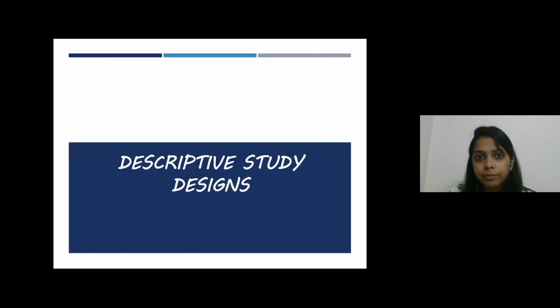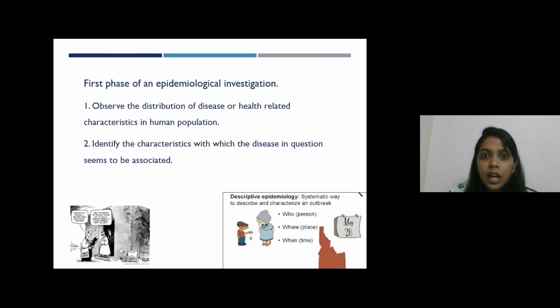analytical study. So coming to the descriptive study designs first, it's basically the first step in your epidemiological investigations. So what do we do here? You just observe the distribution of disease in the population and you identify what characteristics the disease in question is associated with. So for example, when you had the COVID-19 pandemic, when it first began, nobody knew what the situation was or what the disease was.